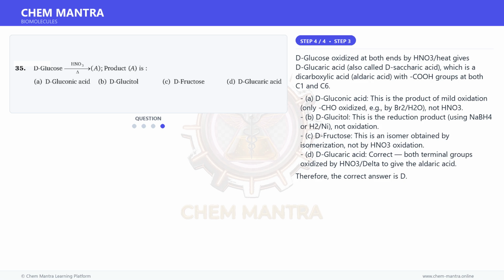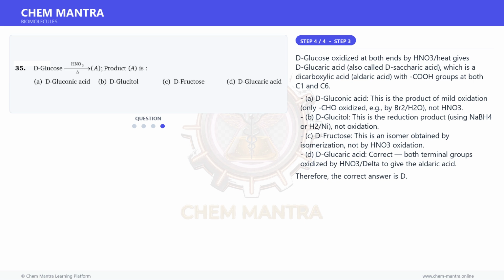And for the final step, D-glucose oxidized at both ends by HNO3 with heat gives D-glucaric acid, also called D-saccharic acid, which is a dicarboxylic acid, an aldaric acid, with COOH groups at both C1 and C6.